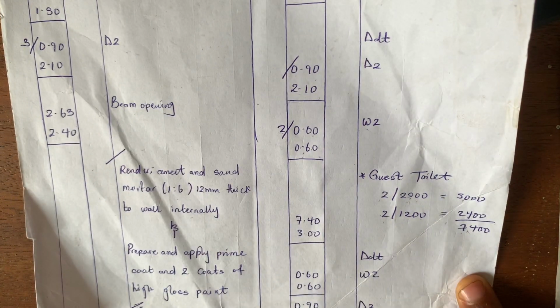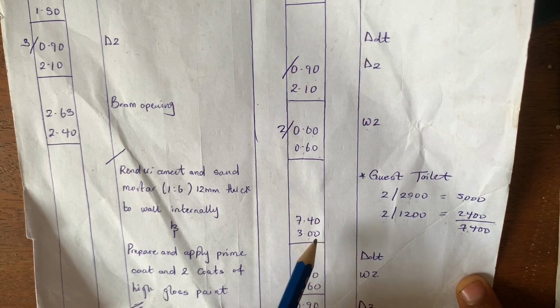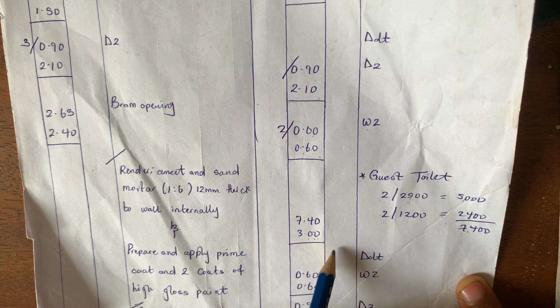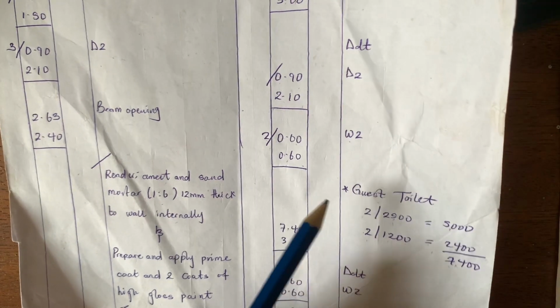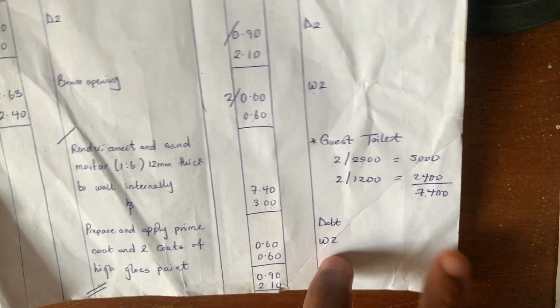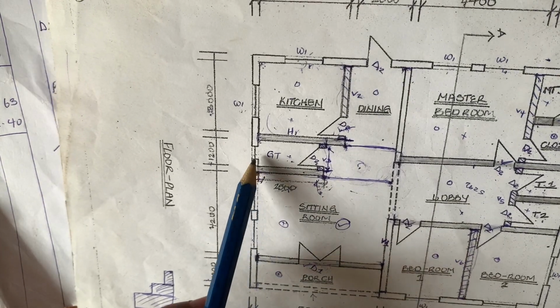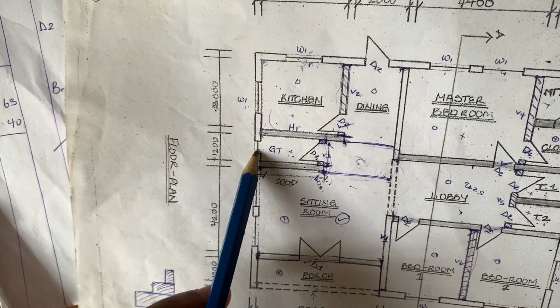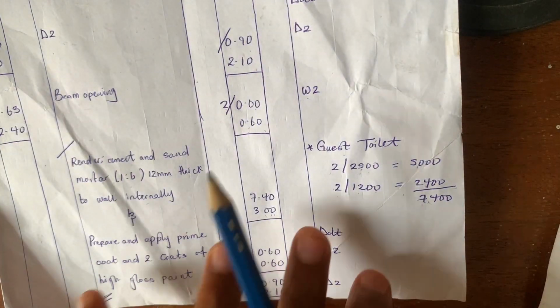Then you times it by the height. The height of the building is 3.00. And then you close. Doing this, you book for the guest toilet. Then we need to deduct openings. What can you see at the guest toilet? You can see a window 2 here and a door 2. So we have to deduct them.